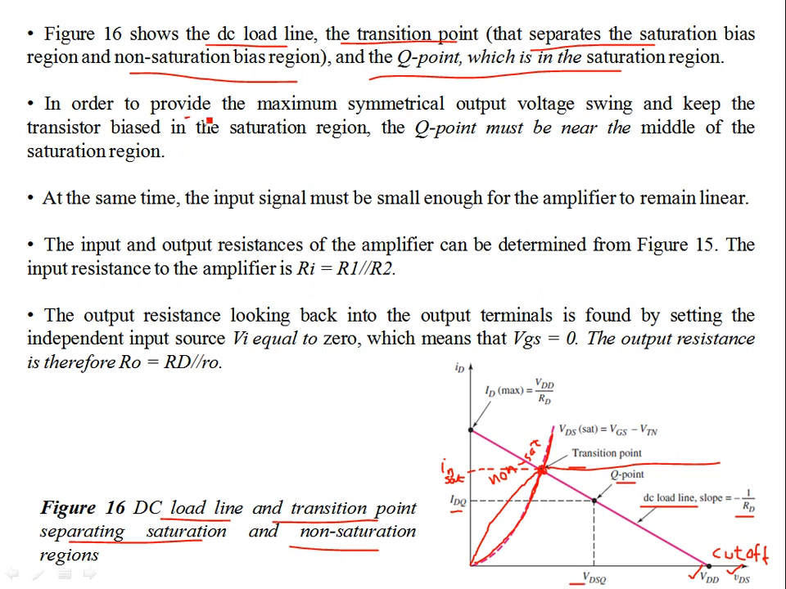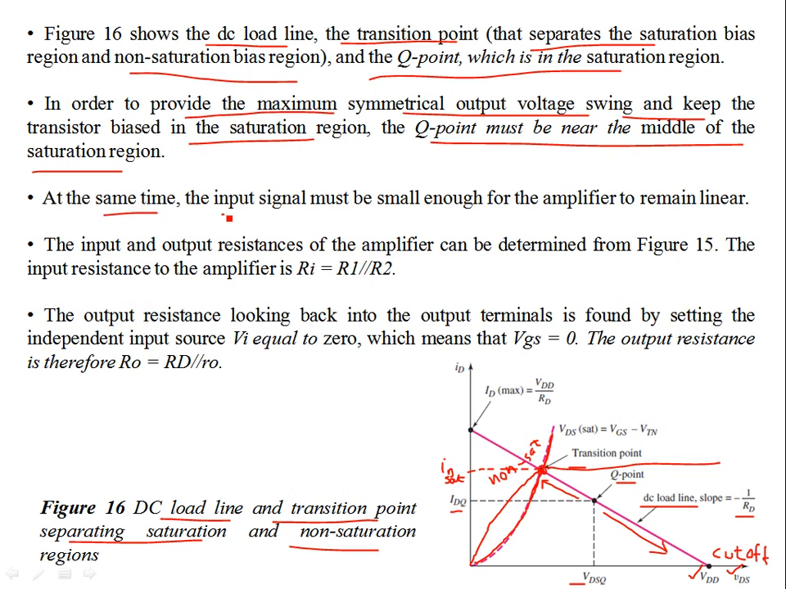Now, in order to provide the maximum symmetrical output voltage swing and keep the transistor biased in the saturation region, the Q point must be near the middle of the saturation region. So it should be halfway between your non-sat region and the cutoff region, so that you can have a maximum swing.